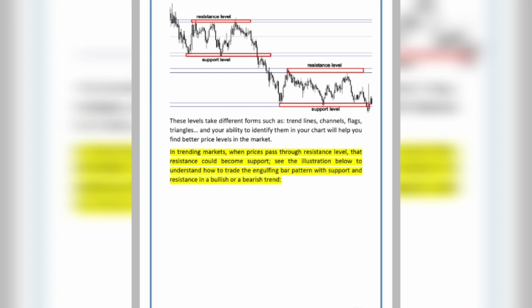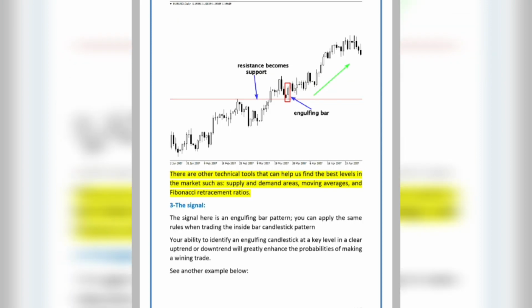In trending markets, when prices pass through a resistance level, that resistance could become support. See the illustration below to understand how to trade the engulfing bar pattern with support and resistance in a bullish or a bearish trend. There are other technical tools that can help us find the best levels in the market, such as supply and demand areas, moving averages, and Fibonacci retracement ratios.